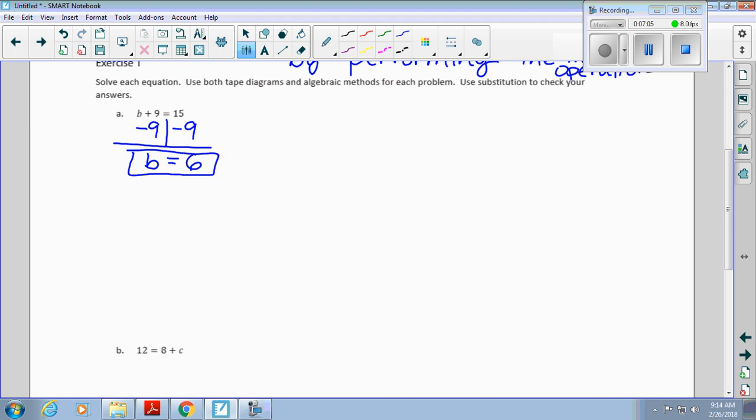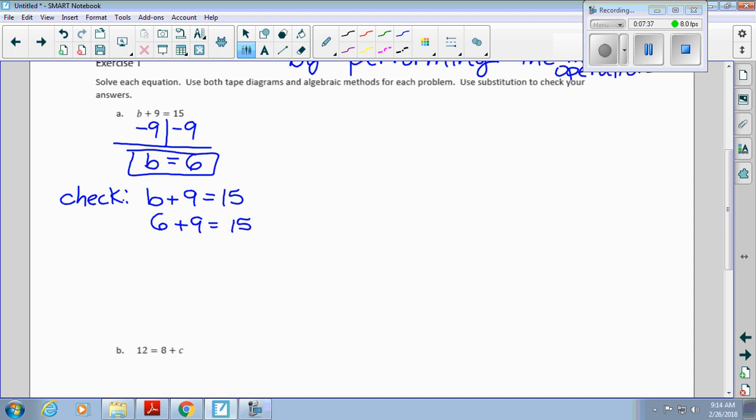Now this next step you're going to find silly, I'm sure, and most kids are going to try to say, I don't need to do this, but we are going to do it whether you like it or not. All right, so we're doing what we call a check. When we do our check, we're going to rewrite our initial problem, b plus 9 equals 15, and then we're going to plug in what we determined the value of b to be. In this case, we said b is 6, so we're going to plug in 6. 6 plus 9 equals 15.